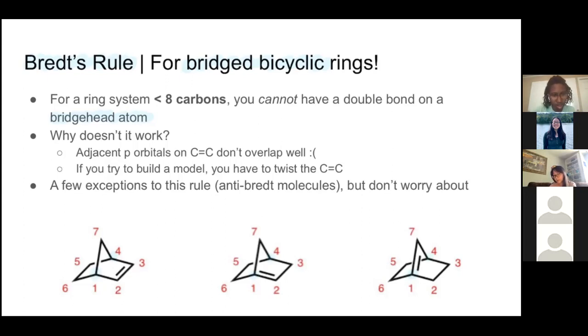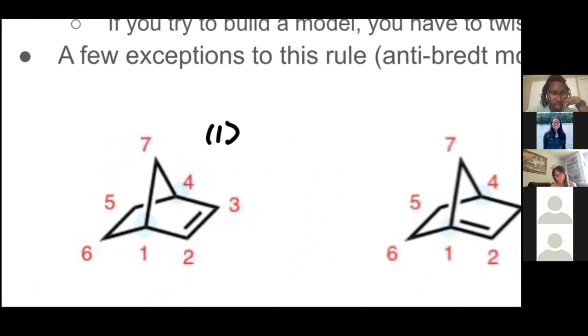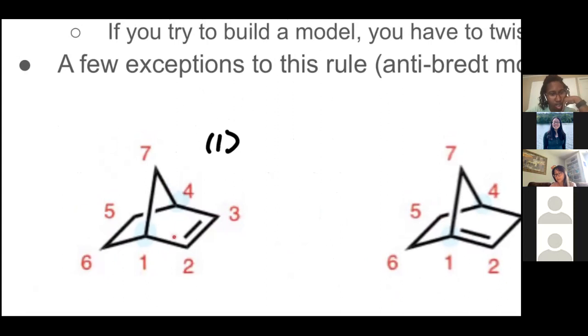Remember, Bredt's rule says for a ring system, less than 8 carbons. This is 7 carbons, so of course, less than 8. You don't want to have a double bond on a bridgehead atom. So let's look at problem number 1. Let me go ahead and zoom in a little. Problem number 1. That's not going to have a double bond on a bridgehead atom. It's only between 2 and 3. So this guy's good to go.